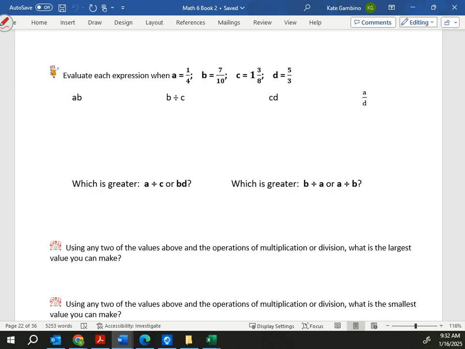So the first thing you do is you set up your equation. A times B, so A is 1/4, times B is 7/10. I'm going to multiply across and multiply across. 1 times 7 is 7. 4 times 10 is 40. Then I look, can I simplify it? Can I get any smaller? Is there something I can divide out of 7 that I can also divide out of 40? I see a few of us shaking our heads no. I cannot simplify any lower, so that is my final answer.